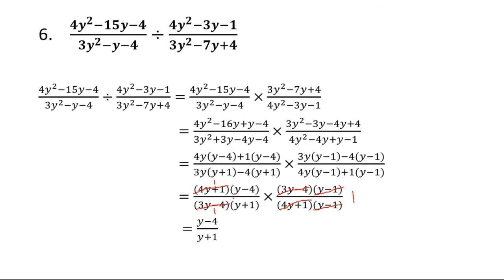So we are going to have 1 times y minus 4, which is y minus 4, all over 1 times y plus 1, which is y plus 1. Remember that the whole place here is 1. If you multiply this by 1, you are going to have y minus 4 over y plus 1. Now remember that here we can't cancel y out because it is not a common factor. So make sure that you have factorized it out before you can cancel.